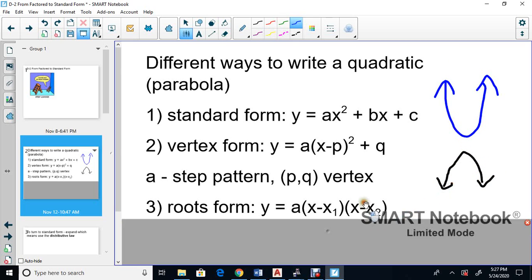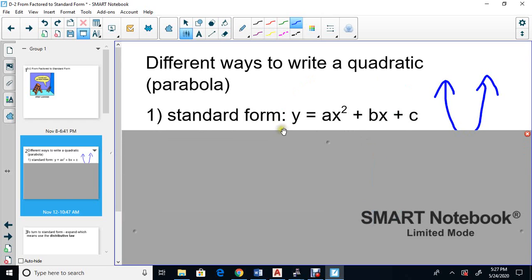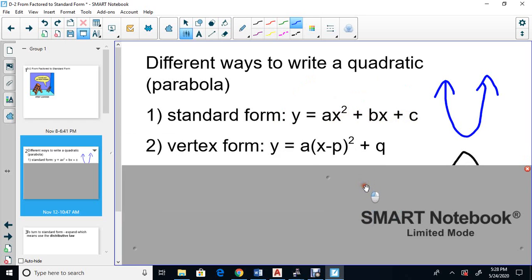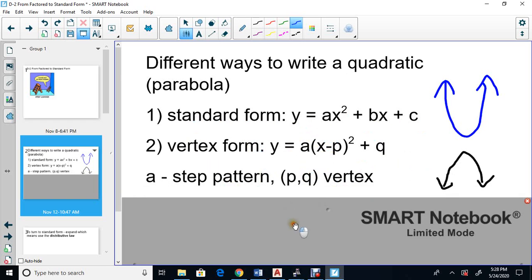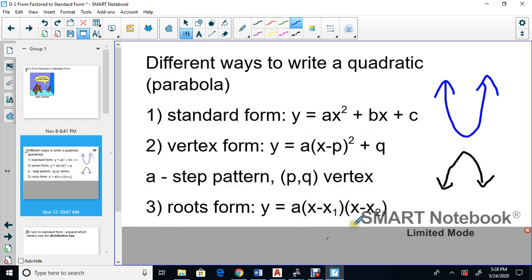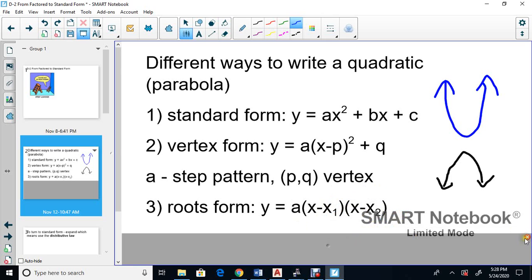They're called quadratics. So one way is standard form, where it's ax squared plus bx plus c, and it has the x squared. And one is vertex form, which is what we've been doing, where a is the step pattern and (p, q) is the vertex. And finally, there's roots form, where these are the x-intercepts, and you factor. You would have learned that last year as well.